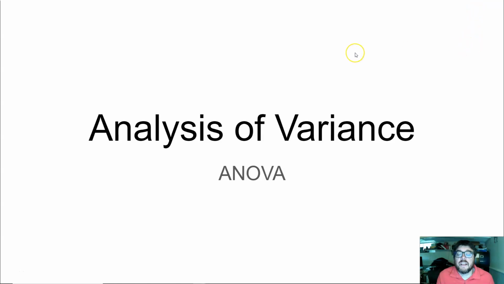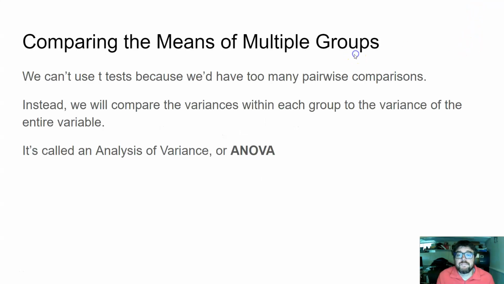Here's a lecture about ANOVA. So the motivation for using ANOVA to compare the means of multiple groups is to avoid making many pairwise comparisons.